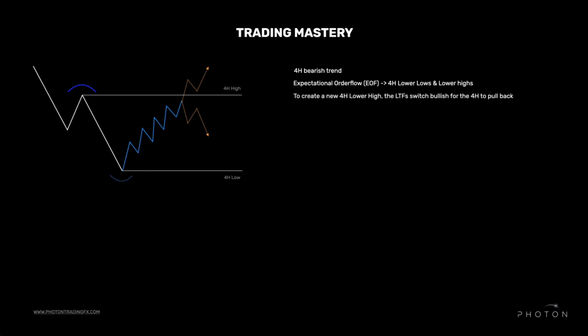But as we now know, in order for the 4-hour to create a new 4-hour lower high, what do we need to see? Well, it's very likely that the lower timeframes will form a bullish trend to facilitate that 4-hour pullback, right? So we will first see that shift in order flow in the lower timeframes to switch bullish to then signal that the 4-hour chart is pulling back to form that potential 4-hour lower high. So when price eventually pulls back and returns to our previous 4-hour lower high, the strong 4-hour high at this moment, because the 4-hour is bearish, our expectation is that the price will now sell off and continue that 4-hour bearish trend, right?